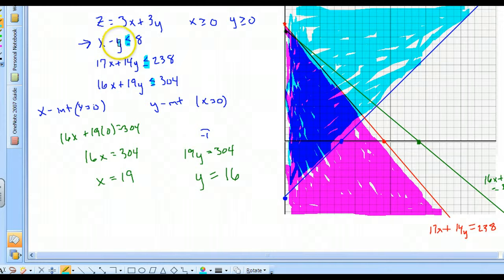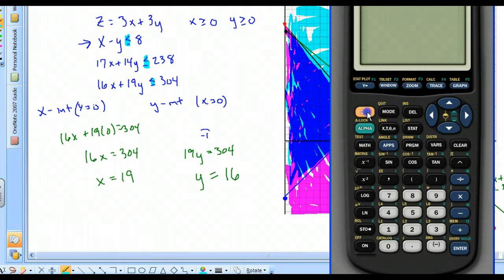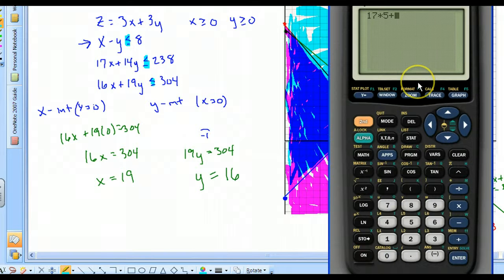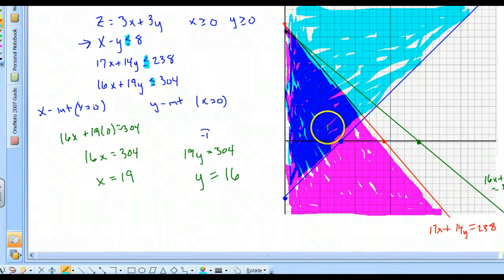5 minus 5 is 0, and 0 is less than 8. 17 times 5 plus 14 times 5 equals 155, and that is less than 238. So again, all these things that are shaded in this darker color satisfy both inequalities so far.